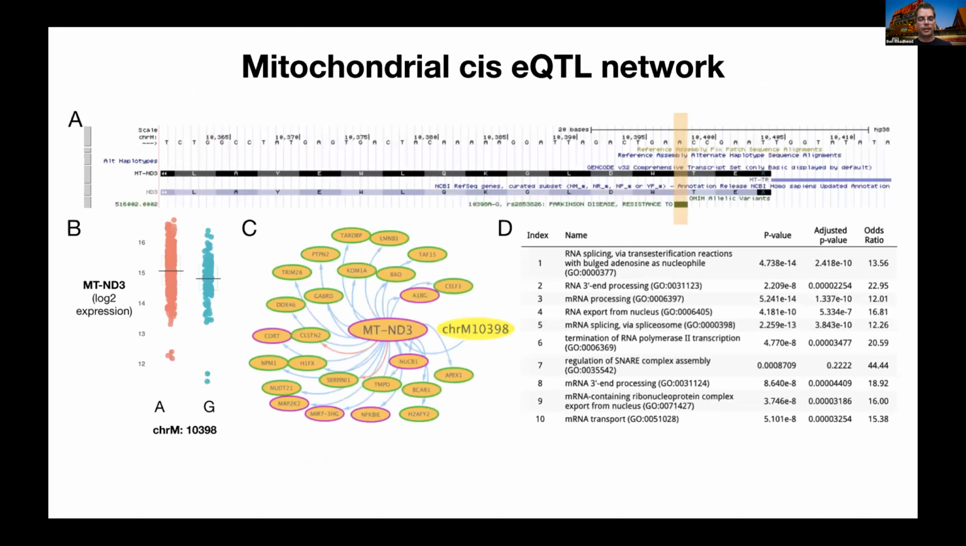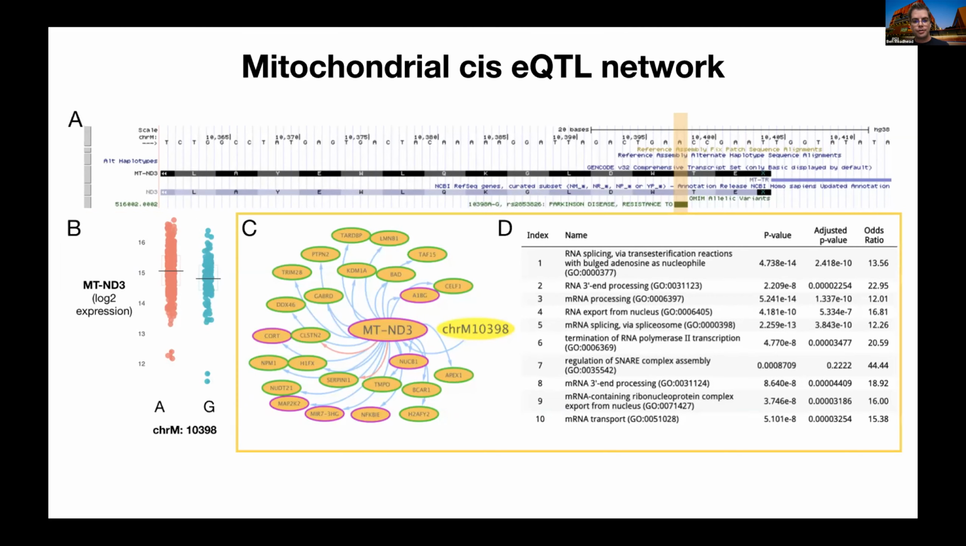And this variant sits within the first exon of the MTND3 gene, which is the third subunit of the cytochrome oxidase complex. And what we see in the dorsolateral prefrontal cortex is that this variant is actually a cis eQTL for this gene that it sits within, MTND3. So the minor allele is associated with lower expression of ND3.